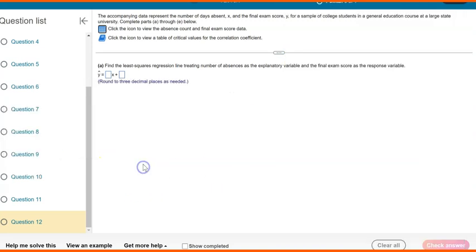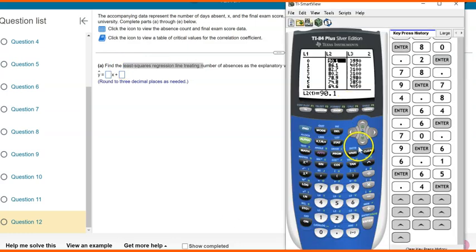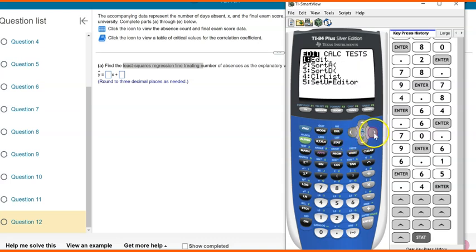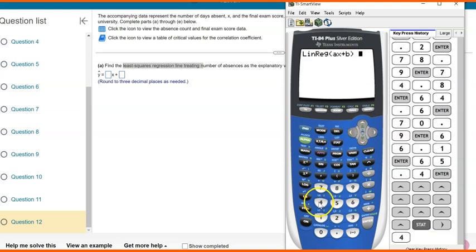Okay, let's find the least squares regression line equation. To do that, you press STAT and select CALC and number 4. Okay, and so you have L1, L2.